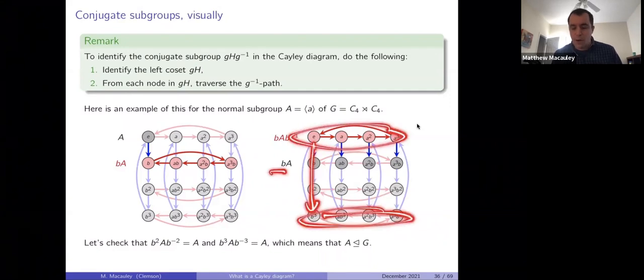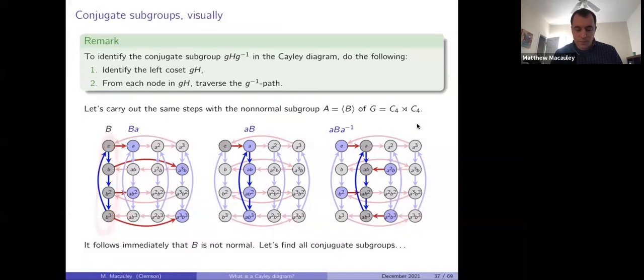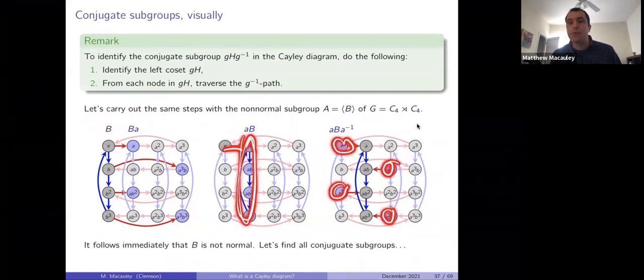This group is normal. All of the conjugates are itself. In contrast, this subgroup, if you try that, if you do a red arrow, blue paths, and then backwards red, you end up here. That is not a normal subgroup. So this is a way to visualize conjugate subgroups in a way that you normally do not do in an algebra course.